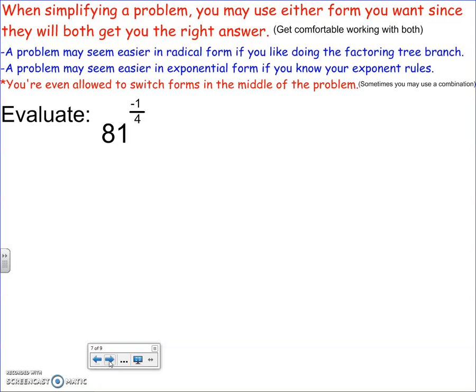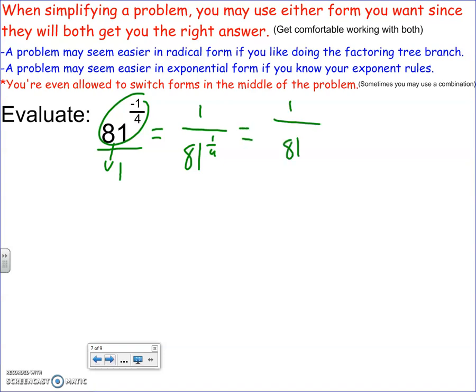So first one, evaluate 81 to the negative 1/4 power. So first, you know negative exponents, we can make positive. I put this over 1 and move to the bottom. I can say that is 1 over 81 to the 1/4. From here, some people like saying radical. That is the fourth root of 81. The 1 stays inside it, the 4 goes outside it.